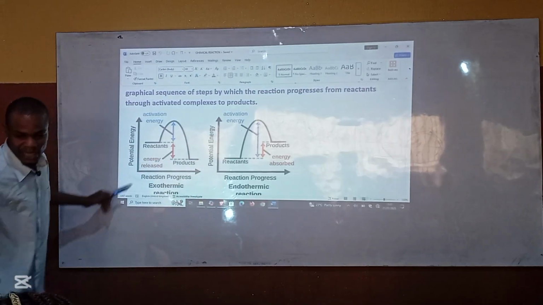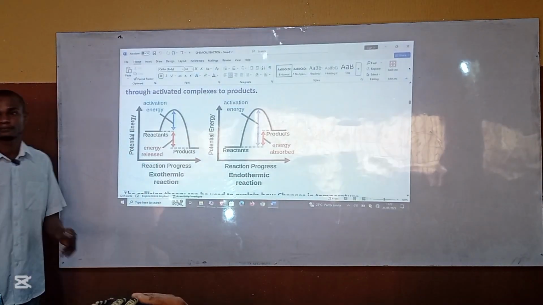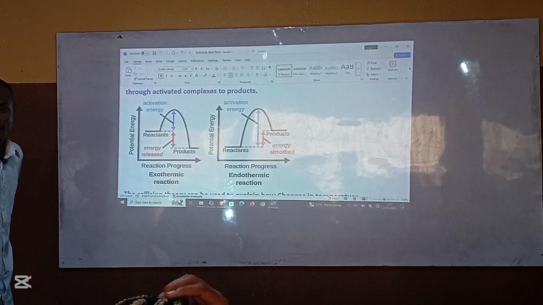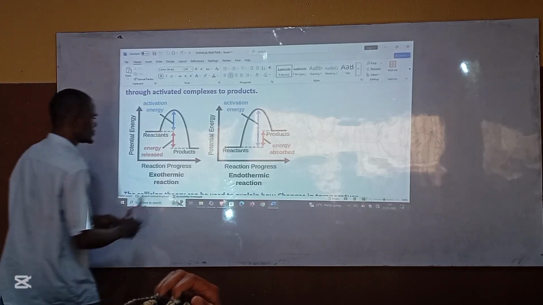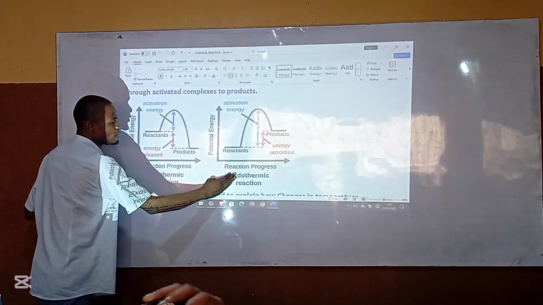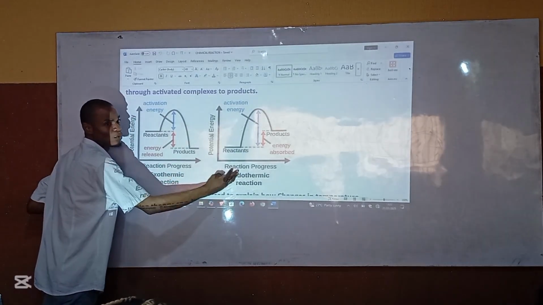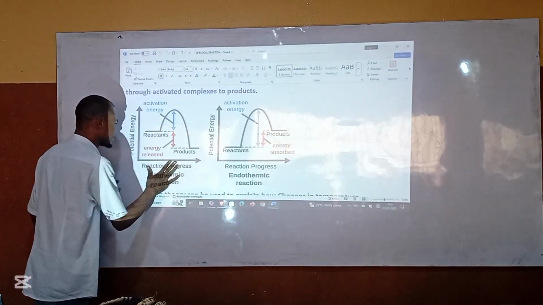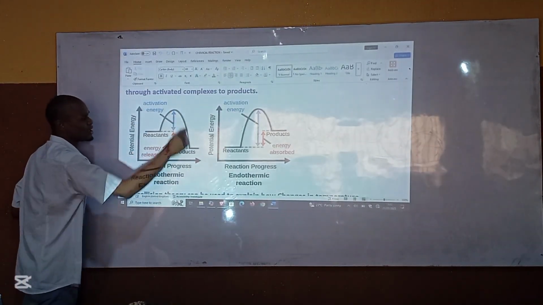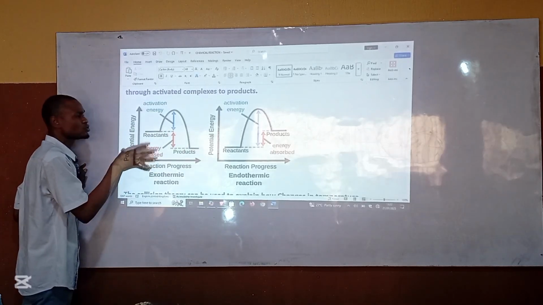We have exothermic reaction and endothermic reaction. Who can define exothermic and endothermic reaction for me? Exothermic reaction is what? Energy released to the surroundings, right? Now, endothermic is the opposite: energy is taken from the surroundings into the system, right? Now, look at it, you have to study it the way it is. If you are writing it, you have to be able to draw it, so pen it down so that you will be able to draw it.